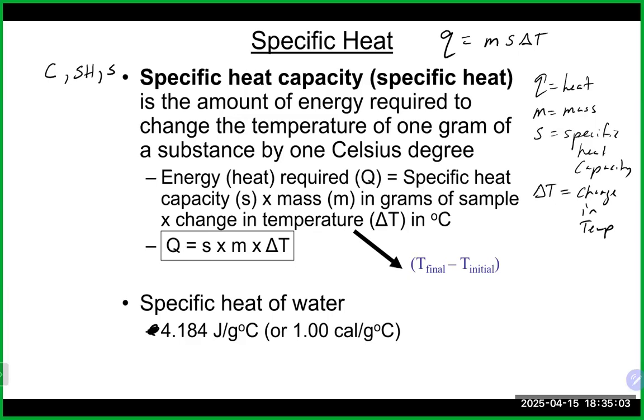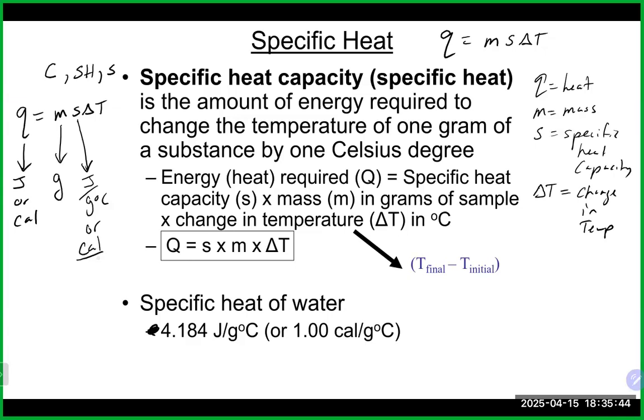Now, in terms of these, we want to watch out for units. Q is heat or energy, and that is typically in joules or calories, your two common units for Q. M is mass, which is typically in grams. S is the specific heat capacity, and that is the one that has 3 units associated with it: joules per gram per degree Celsius, or if you're working the calories route, calories per gram per degree Celsius.